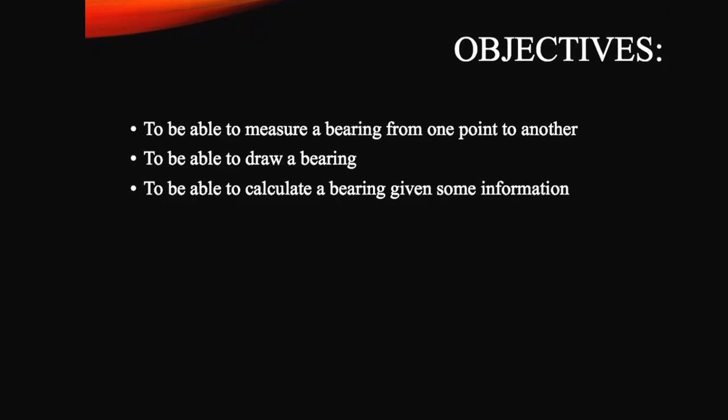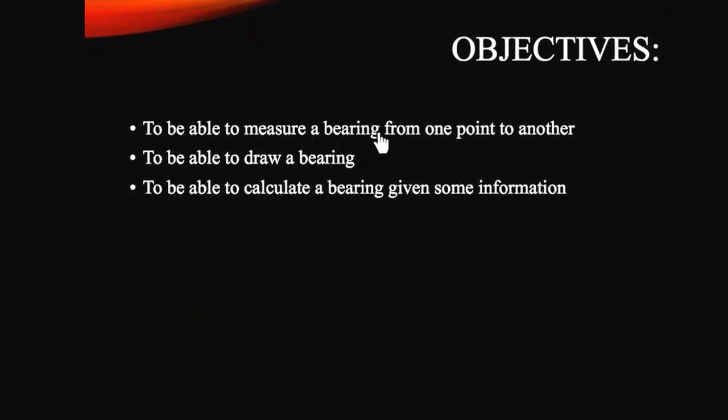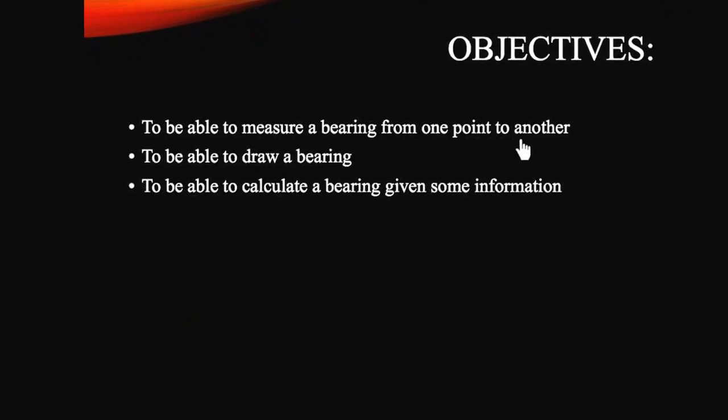What we're actually going to look at is measuring a bearing, so that's from one point to another point, drawing a bearing, and being able to calculate a bearing given some information. That information might be something that's on a foundation paper, so you might be given some angles, and you've got to work out another angle fact, or it might be a length and you've got to do some kind of scale measurement maybe, or it might be something a little bit more complicated where you've got to use Pythagoras or trigonometry to work out a length or an angle.